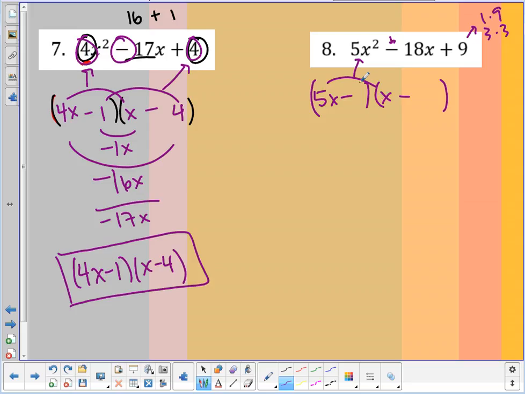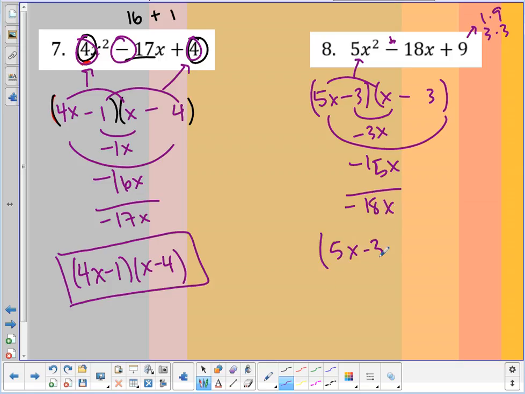So let's try the 3 and the 3. If I have 3 and 3, I have negative 3x on the inside, negative 15x on the outside, and negative 18x. So that'll work. 5x minus 3, x minus 3.